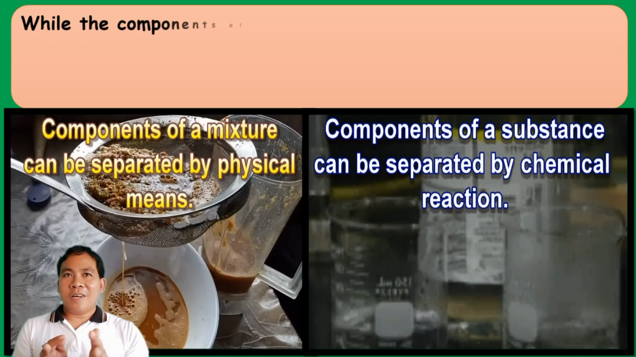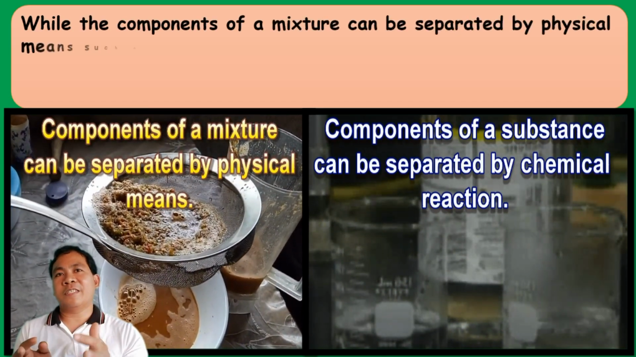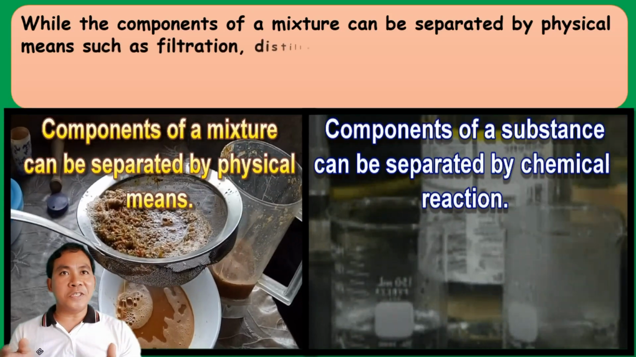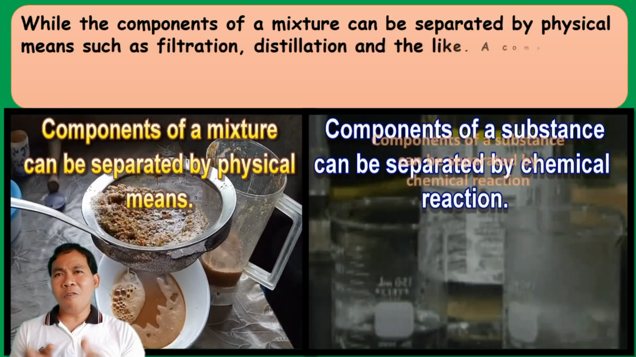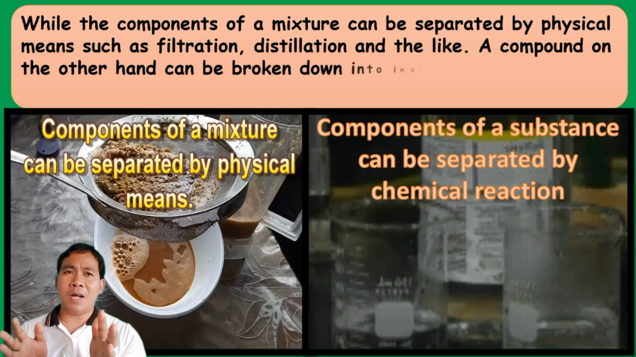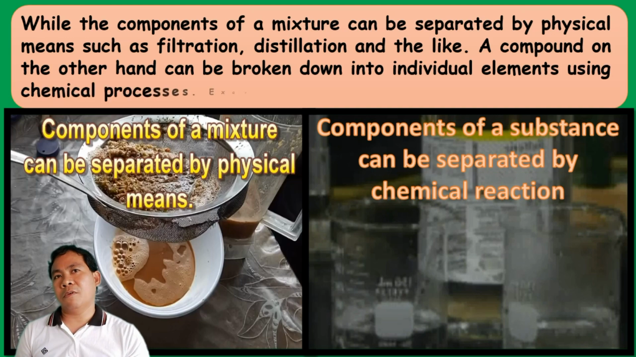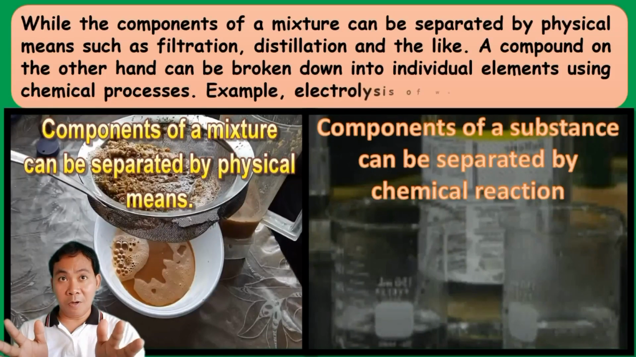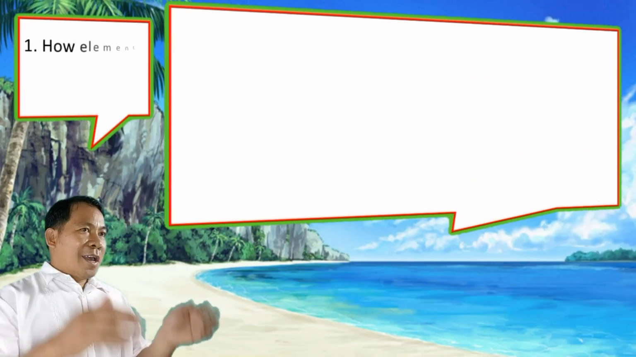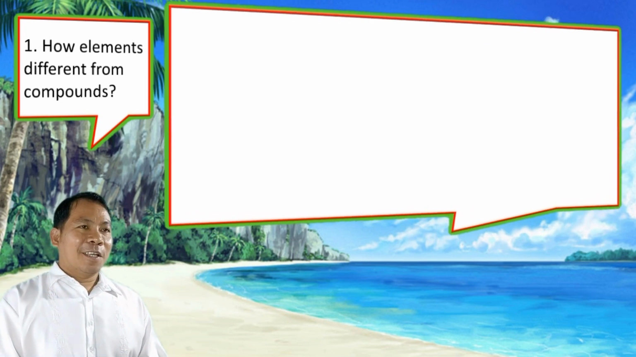While the components of a mixture can be separated by physical means such as filtration, distillation, and the like, a compound, on the other hand, can be broken down into individual elements using chemical processes or chemical reactions. Example, electrolysis. How are elements different from compounds?